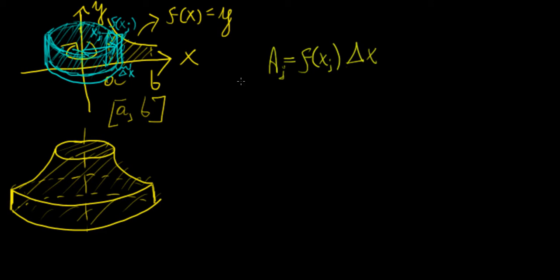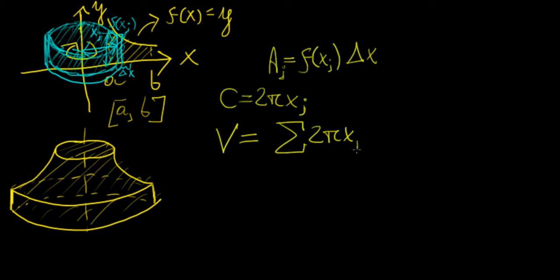So we're going to do that. So what's the circumference of a circle? That's 2 pi r. In this case, our r is going to be given by xj. So that's going to be a radius for each point, x. So in the end, the volume is going to be given by the sum of 2 pi xj f of xj times delta x from j equals 1 to n.